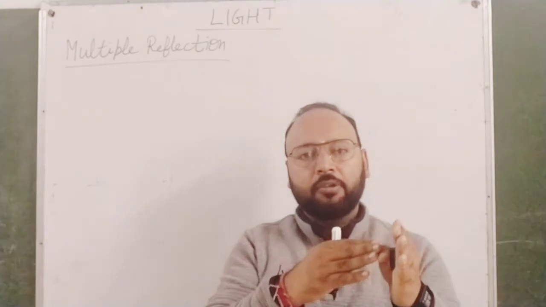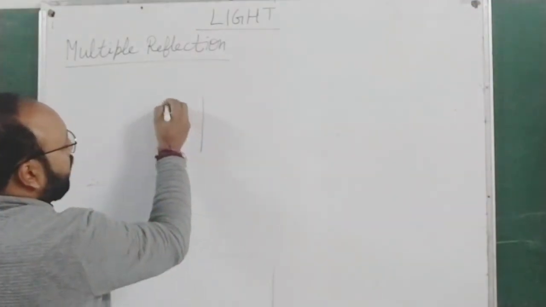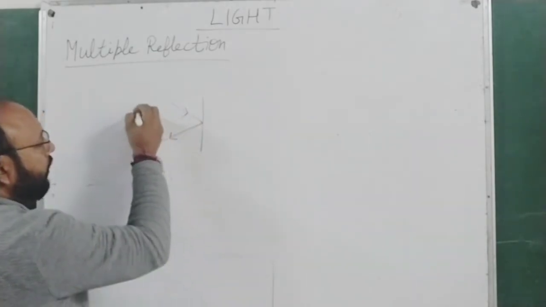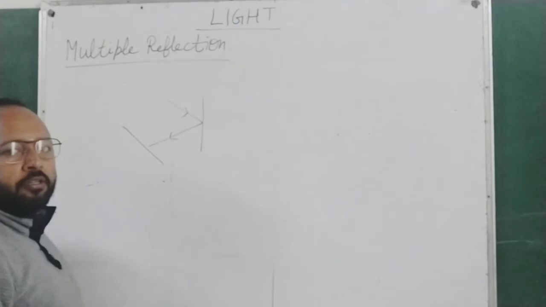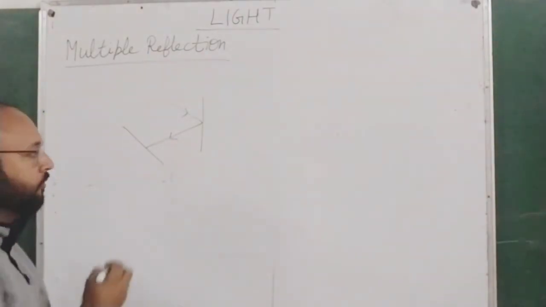So that becomes the incident ray, like this. If this is a mirror, I send the ray here: incident ray, reflected ray. And I keep a second mirror here. Then what will happen? This ray will now act as the incident ray for this second mirror.